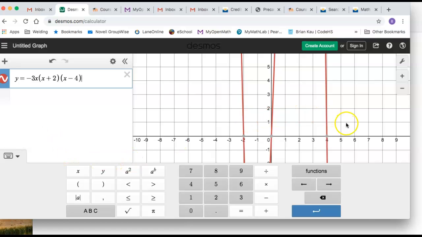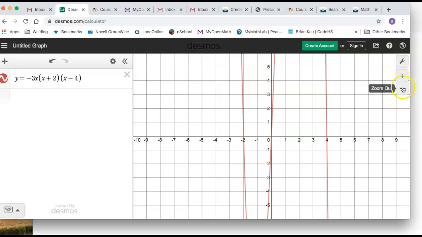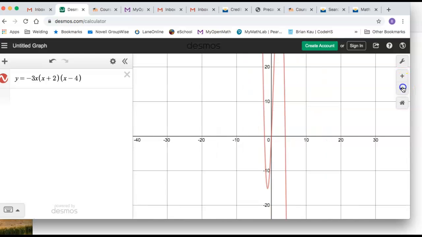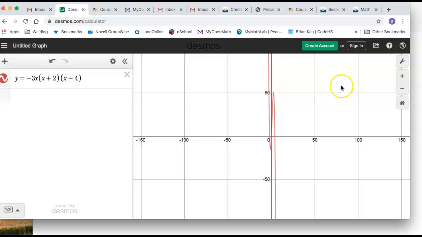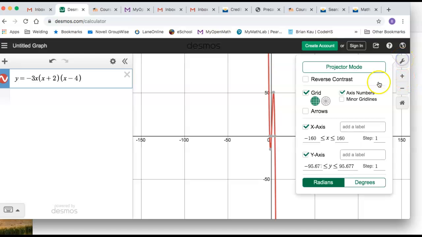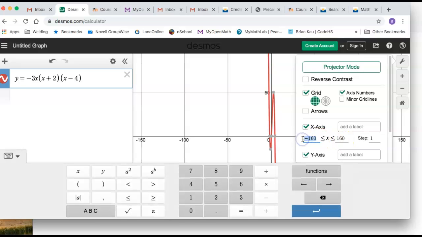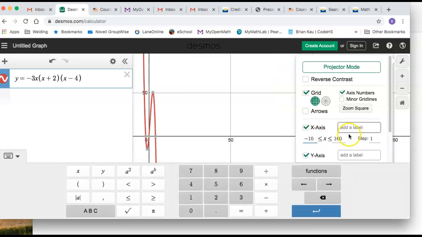Okay, and we look at the graph. We zoom out because we can't see the max and minimum points. It's really pretty high, actually. And we look at this. I will want to change this. Let's change it so that x doesn't have to go to negative 160, so negative 10 to 10.